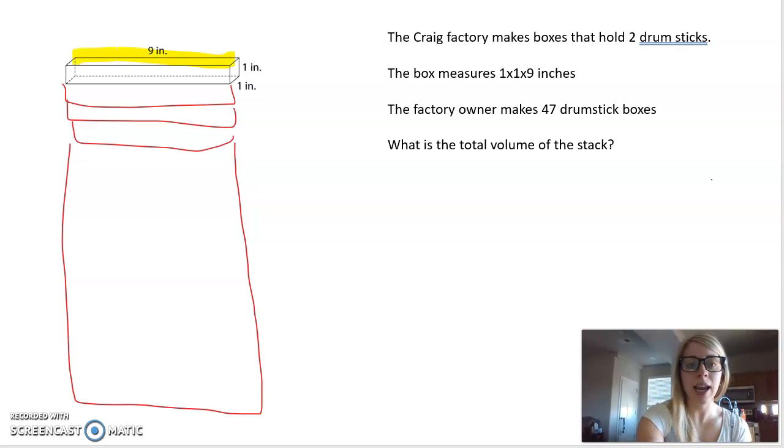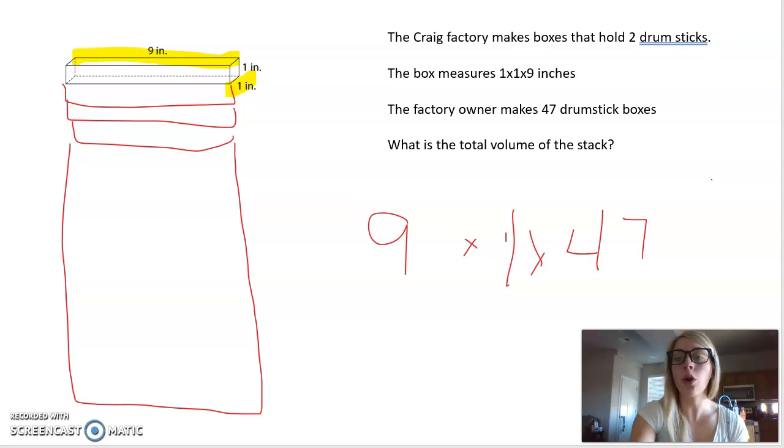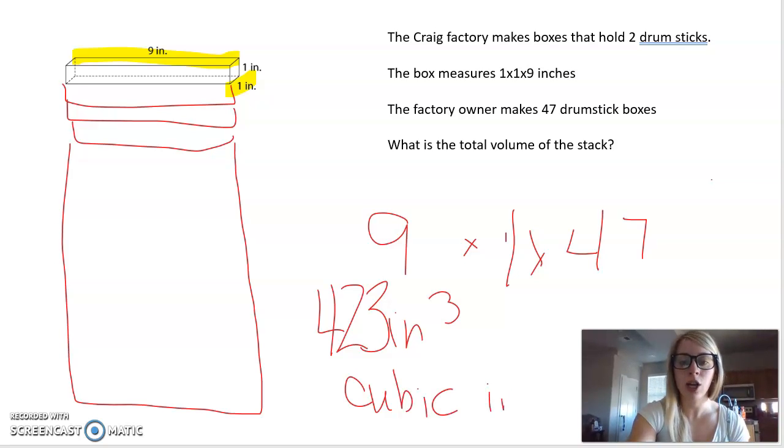The length stays the same. All of the boxes are 9 inches. The width stays 1. The only thing that changes is the height. So the height is no longer 1 inch. We have 47 1-inch boxes, so now the height is going to be 47 inches. So doing length times width times height, the total volume of this new rectangular prism is 423 inches cubed, or it can also be noted as cubic inches. So that's the first type of question that you're going to be asked.